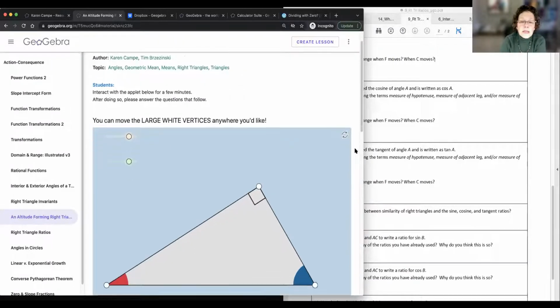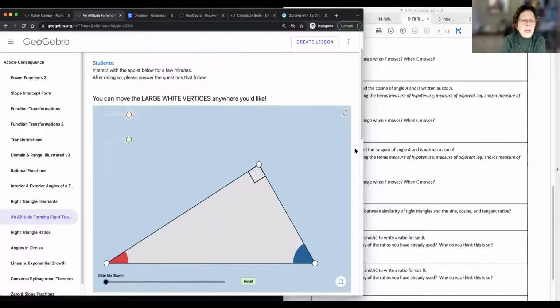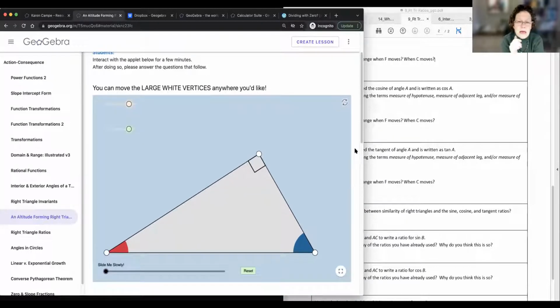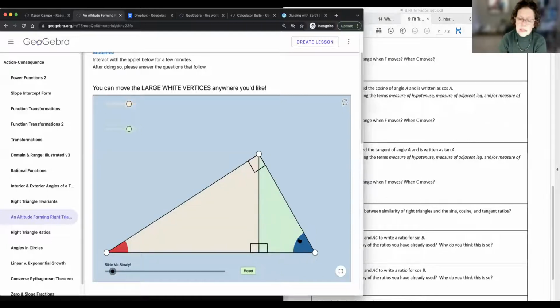Tim created this activity to build understanding of that issue where you have an altitude to the hypotenuse of a right triangle. And this is one of those things that we can teach the students the relationship, but it's very hard for them to grasp it sort of in their bones, understand what's going on. And it's really because it's all about similar triangles. And yes, it has to do with geometric means and proportions.